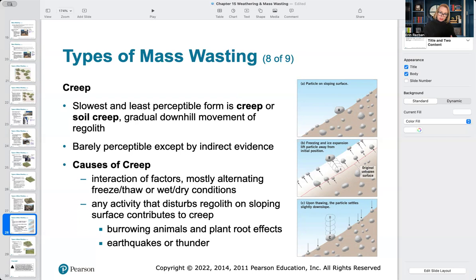So creep occurs all over the world on slopes, and it's caused by various factors. The most significant factor is freeze-thaw action. So during wet and dry cycles, soil particles move slightly with each cycle, okay? Gravity also has a constant pull. Burrowing animals can loosen the soil. Plant roots can grow and shift soil. Even vibrations from earthquakes and thunder can contribute to creep.